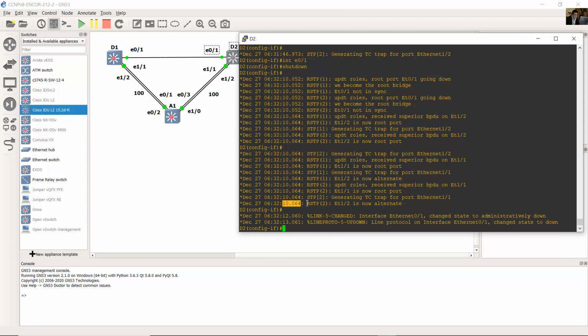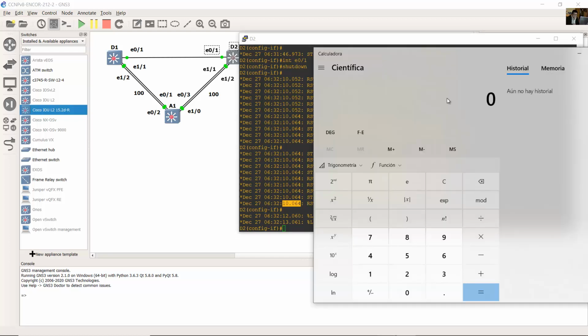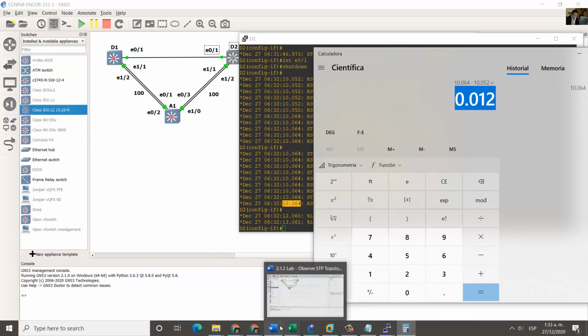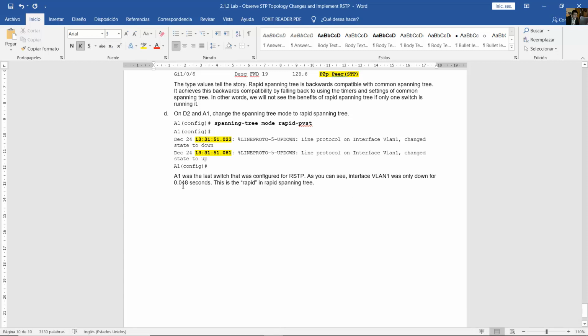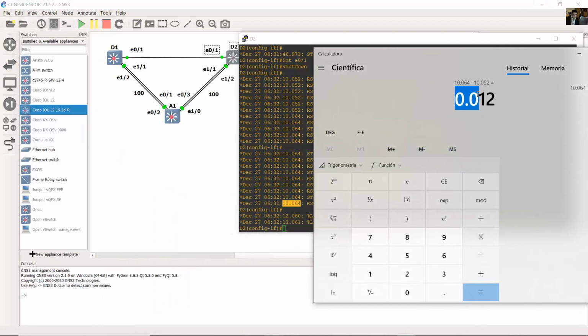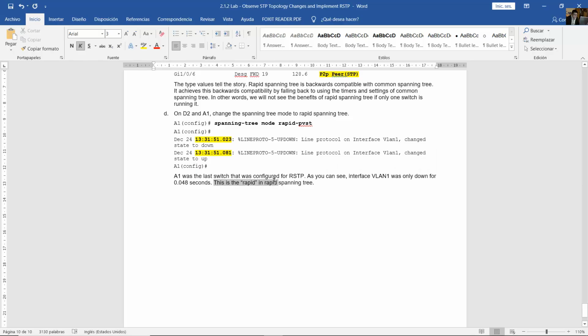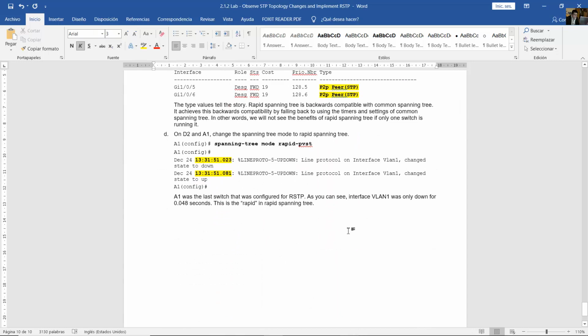The difference, 10.064 minus 10.052, is only 0.012. This is close to the 0.048 before. In my case it is 0.012. Okay, this is the rapid spanning tree. Thank you very much.